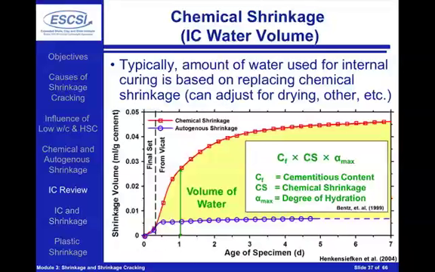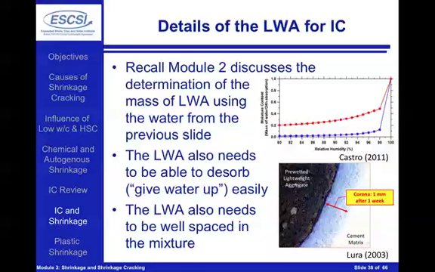Now, while this equation allows us to calculate the volume of water that we need, there are two other factors that we need to consider when we start to look at the internal curing and the lightweight aggregates that are being used. You may recall in Module 2 we discussed something called the desorption behavior. The basic idea here is we want the lightweight aggregate not only to be able to store water, but we want it to be able to desorb, or give up that water easily. In other words, we want to make sure that the pores we're talking about are larger than the pores in the paste, so that water can come out of the lightweight aggregate and backfill the pores that are being emptied inside of the paste.